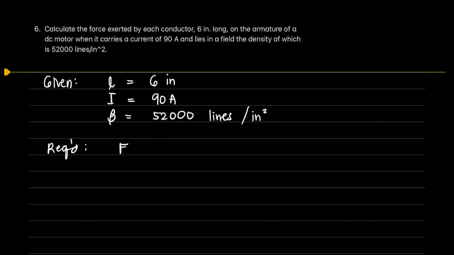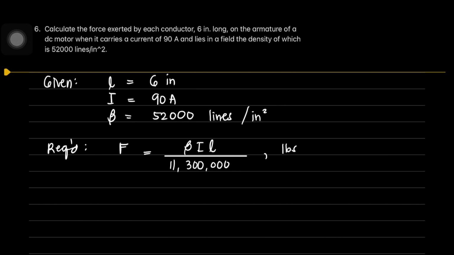And since the units of the given parameters are in the English system, we're going to use the formula beta times the current that's passing through each conductor, and then the length of each conductor, all over 11,300,000. And the resulting unit of this would be in pounds.